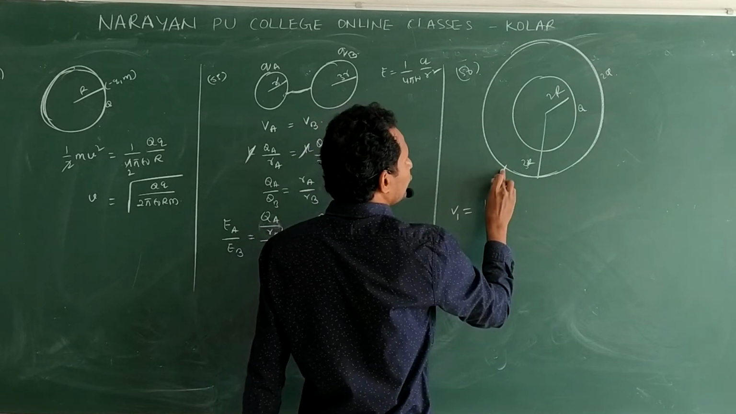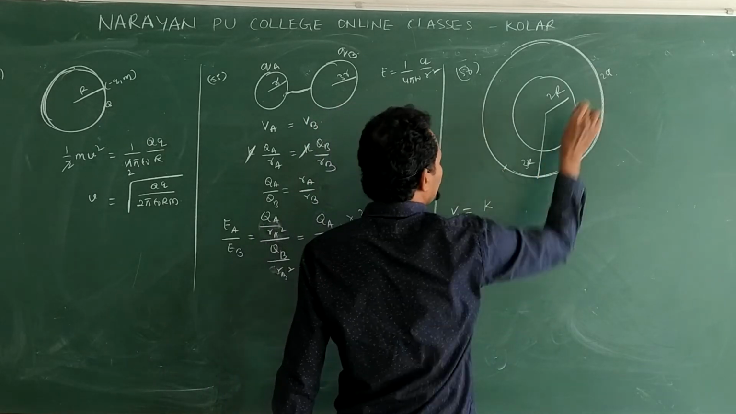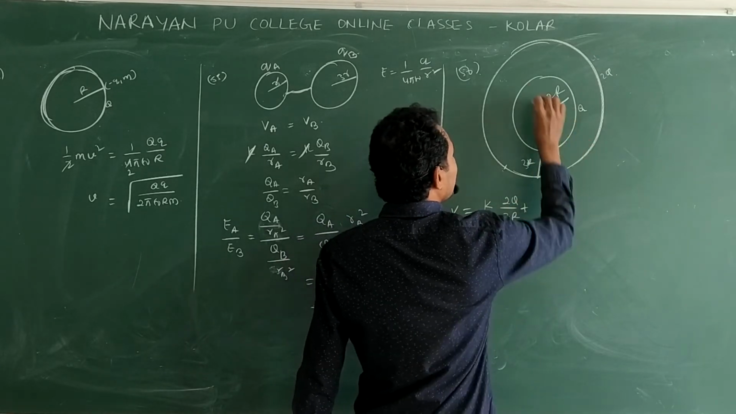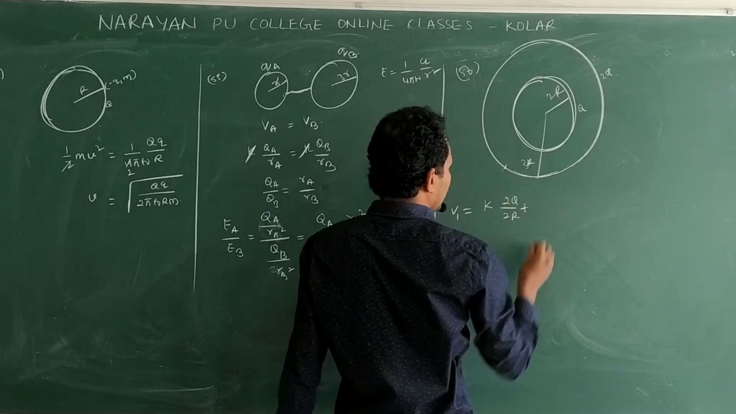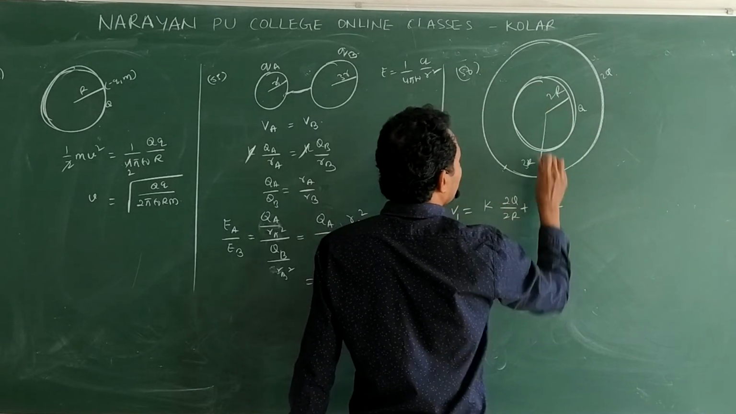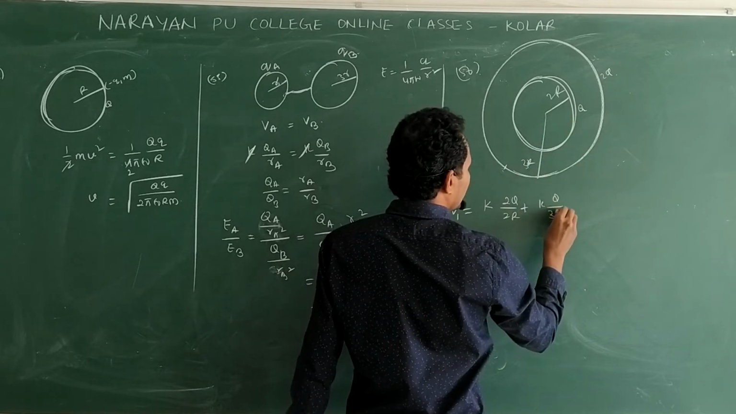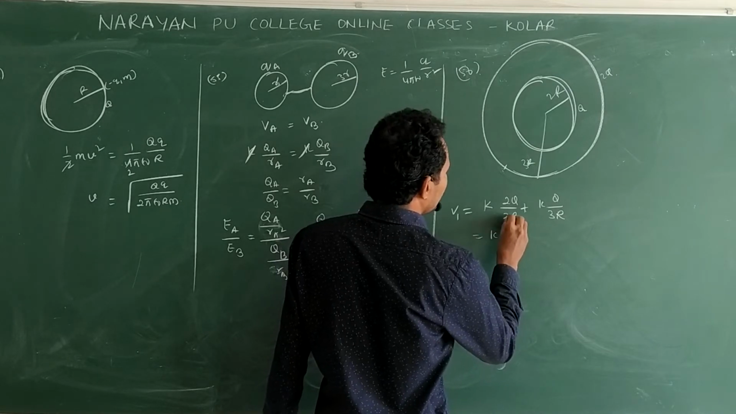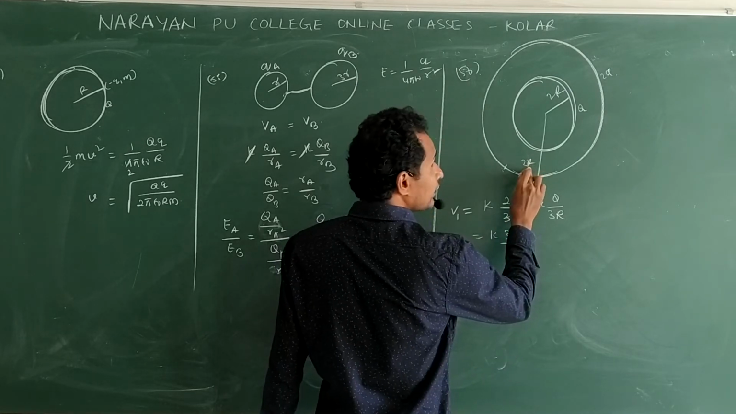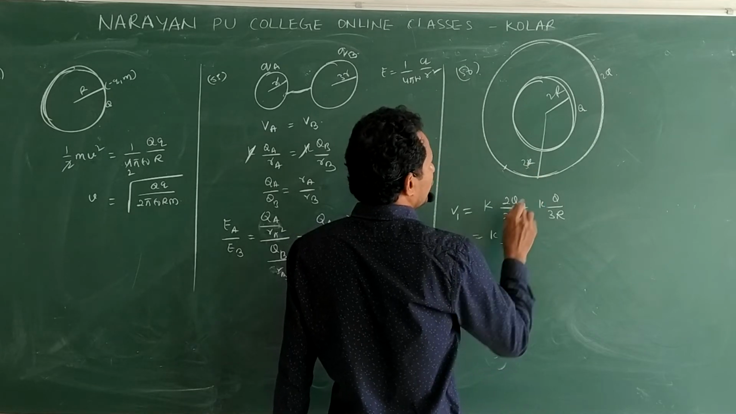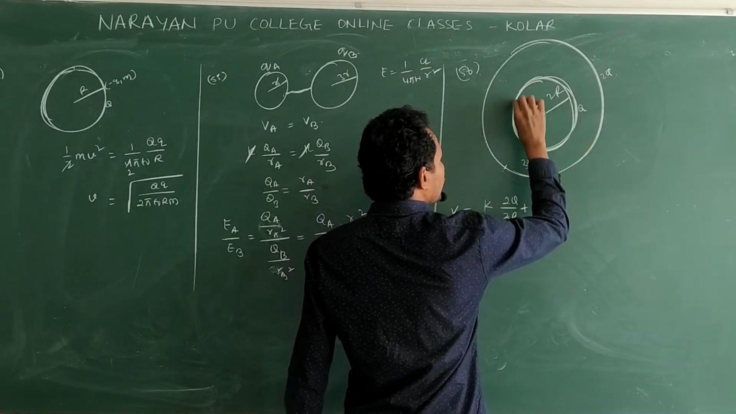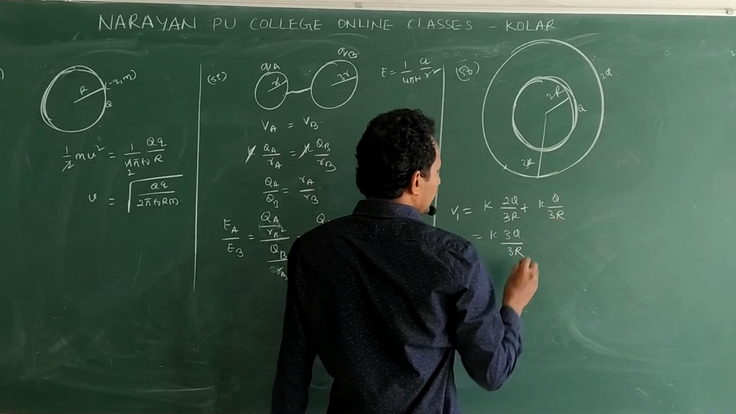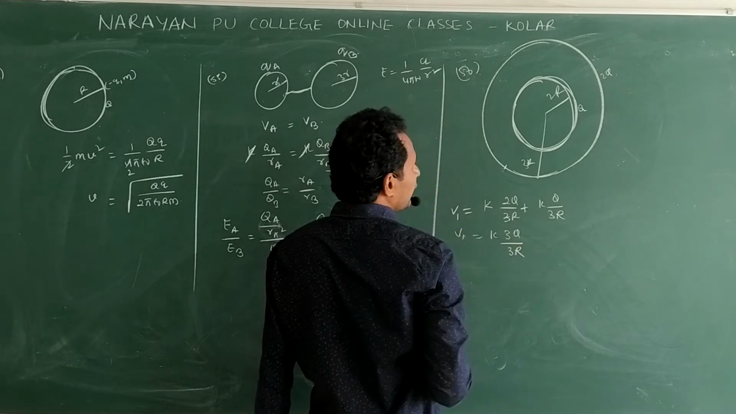K into potential due to the charge on the surface. First potential due to 2Q charge: 2Q by 2R, plus potential due to the inner charge on the surface. K into what is the charge? Q by what is the distance? 3R. Then this is K into 3Q by, this is also 3R. Outer shell radius is 3R. So 3R. And potential due to this charge KQ by 3R. Clear. Now this is potential on the surface.